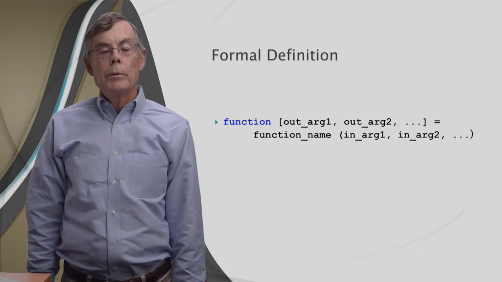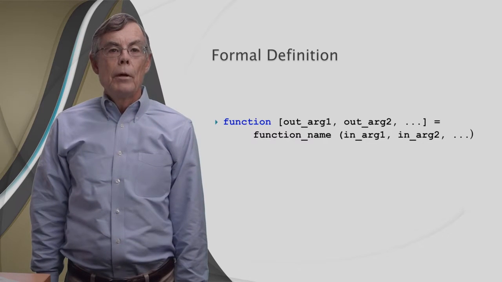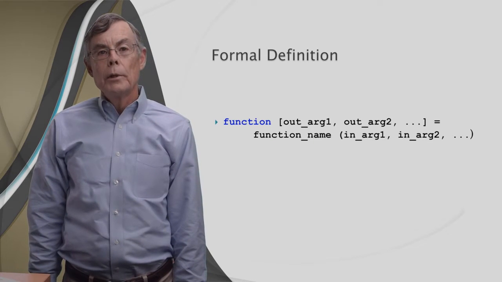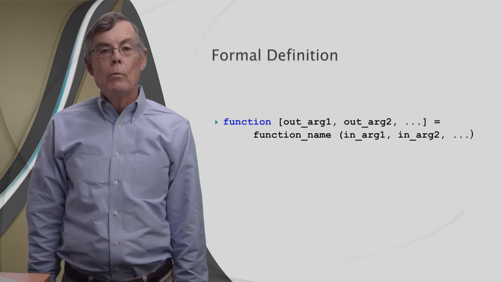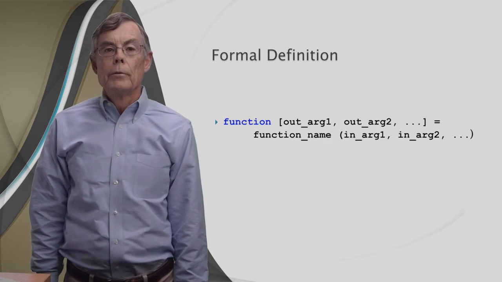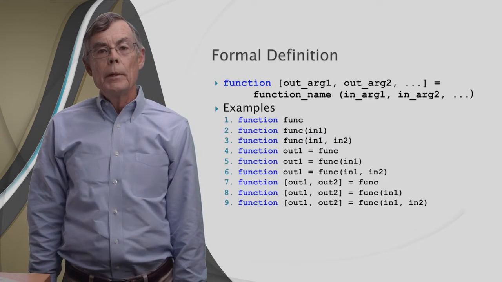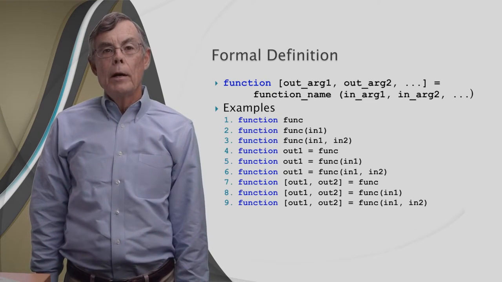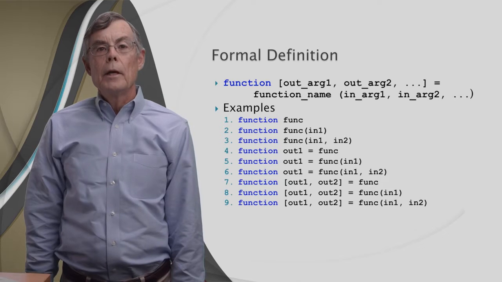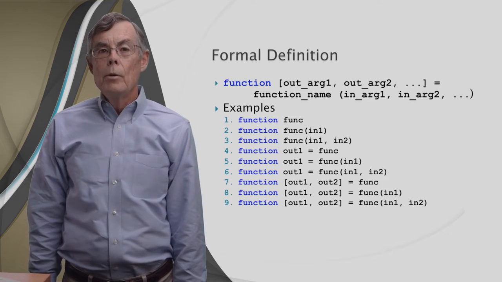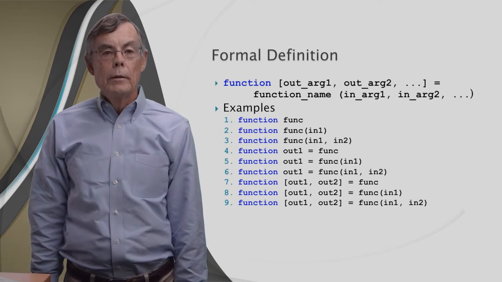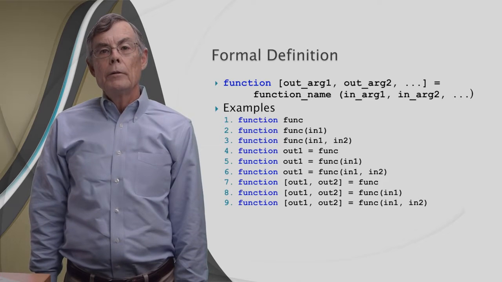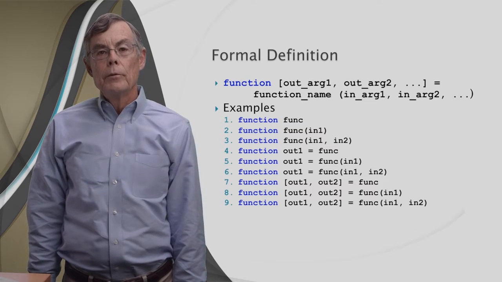But let's see some examples. You can have 0, 1, or multiple output arguments, and 0, 1, or multiple input arguments. And you can have them in any combination. In fact, here are all 9 possibilities, starting with a case in which there are no output and no input arguments, in example 1, and ending with a case in which there are multiple output arguments and multiple input arguments, in example 9.